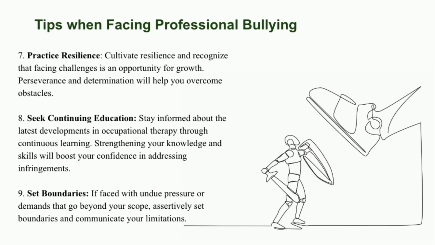Number 7, practice resilience. Cultivate resilience and recognize that facing challenges is an opportunity for growth. Perseverance and determination will help you overcome obstacles. Number 8, seek continuing education. Stay informed about the latest developments in occupational therapy through continuous learning. Strengthening your knowledge and skills will boost your confidence in addressing infringements. Number 9, set boundaries. If faced with undue pressure or demands that go beyond your scope of practice, assertively set boundaries and communicate your limitations.